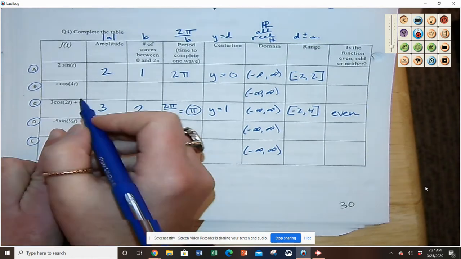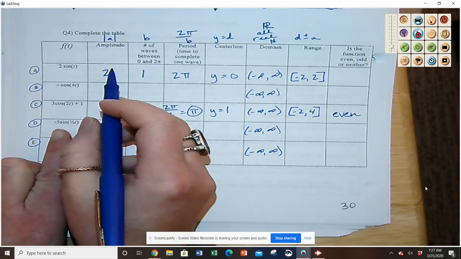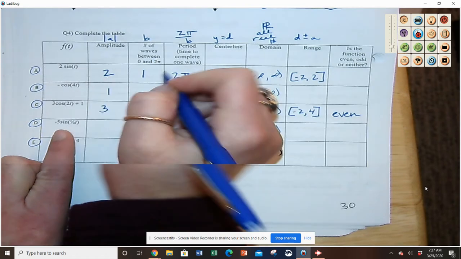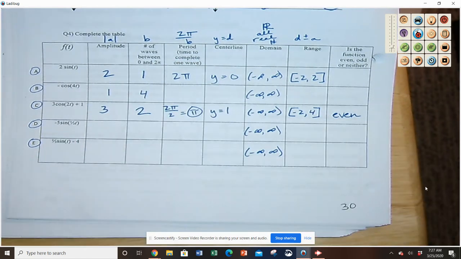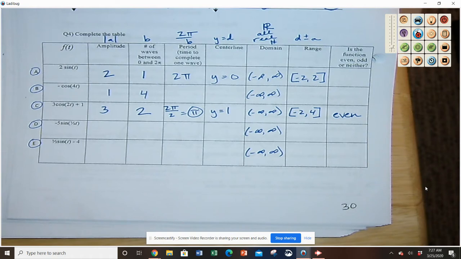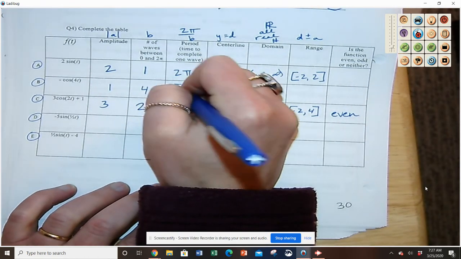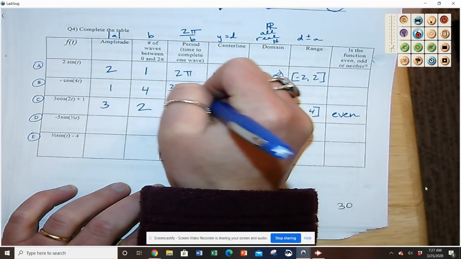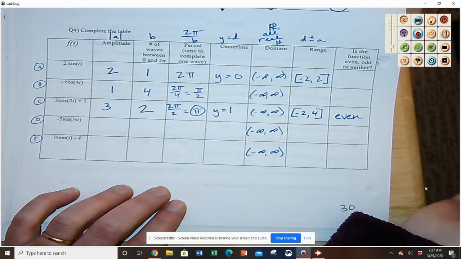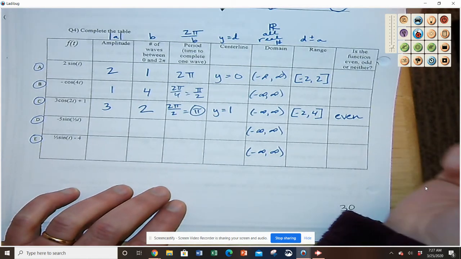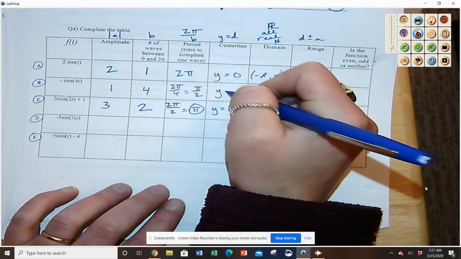All right, for letter B, you're doing the absolute value of the -1. So that's going to be 1. There are 4 waves between 0 and 2 pi. So those of you who are musical, it's not double time, it's quadruple time. And now that means it would be 2 pi over 4. So pi over 2 would be your period of 1 wave. So that's going pretty quick. Center line, again, there's no add-on, so it's going to be y equals 0.